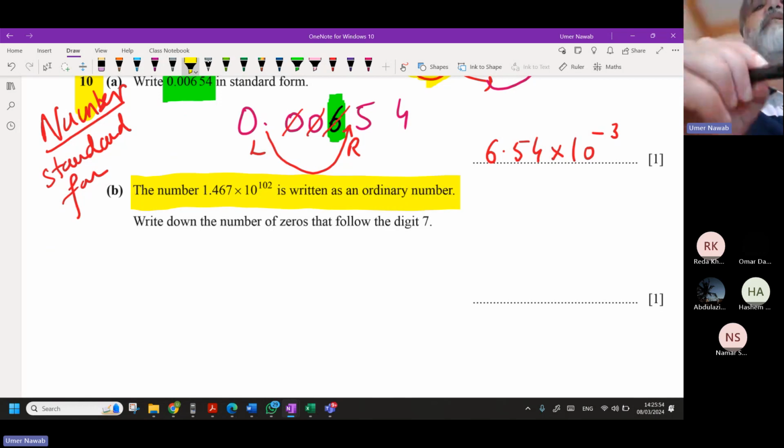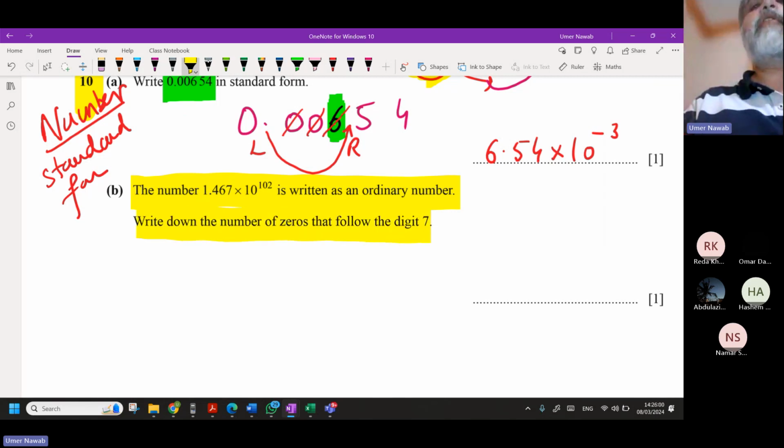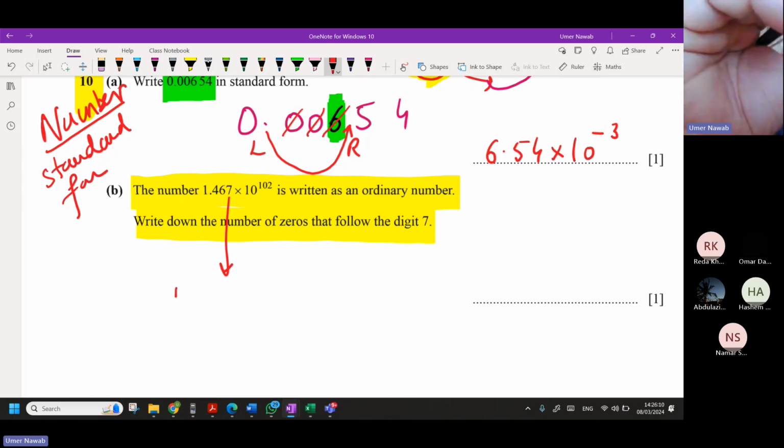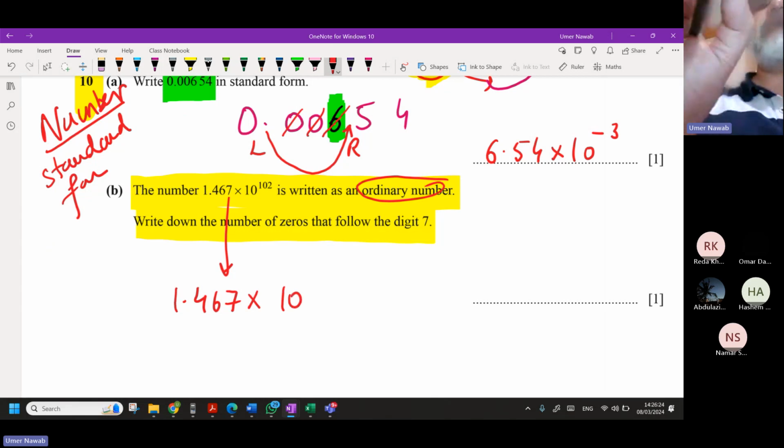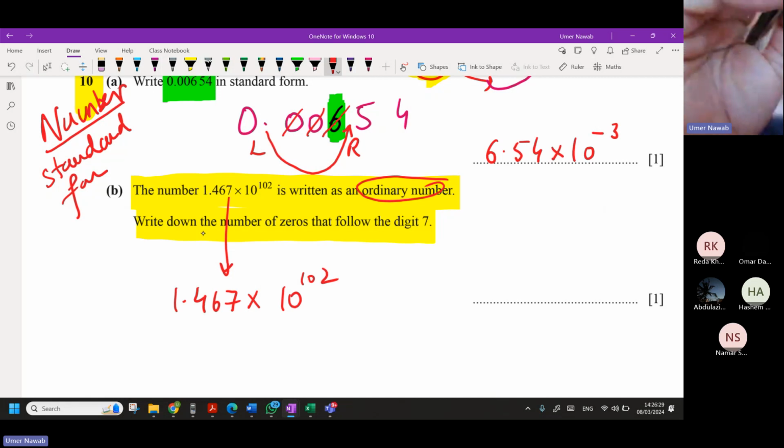The number is given as an ordinary number. Write down the number of zeros that follow the digit 7. Can you count the zeros, guys? I know this number is also in a standard form, because 1.467 is already given in standard form, but he said it is the ordinary form. And how many zeros has he written with it, guys? So 102. Write down the number of zeros that follow the digit 7.